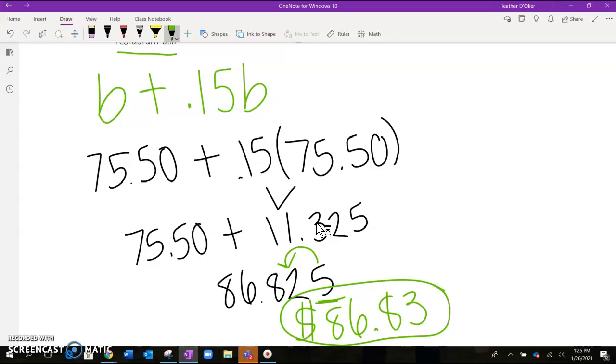All right, so we did a tax and we did a tip problem, which are both percent increases. You guys got this. Make sure to reach out if you have any questions.